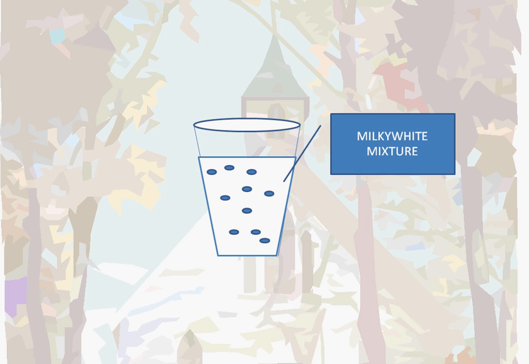If we filter the suspension of chalk and water, then the chalk particles do not pass through the filter paper, as the chalk particles remain as a solid residue on the filter paper, while only clear water passes through the filter paper. This means that the chalk and water suspension can be separated by the filtration process.